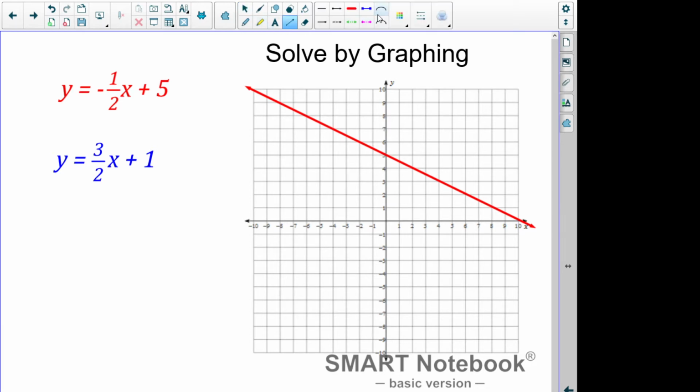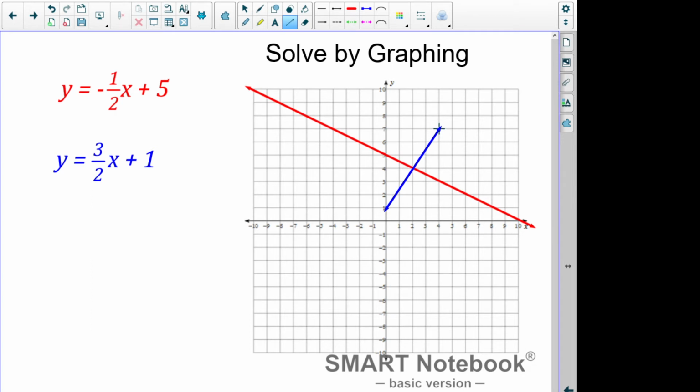So if I take a look at the other line here, we'll make it blue. I can tell that this line crosses the y-axis at +1. So it crosses the y-axis at +1, right, so that point 0, 1, and then it rises by 3 every time it runs 2. So rise 3, run 2. Let's see, did I do that right? 3/2. Oh, yeah, rise is 3, runs 2.